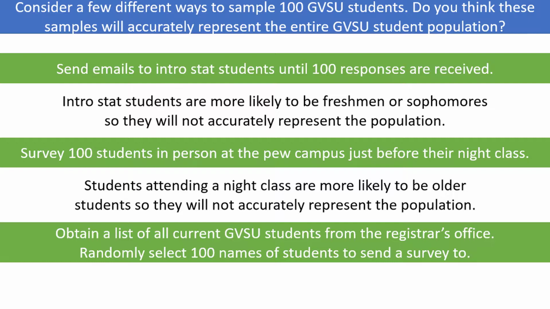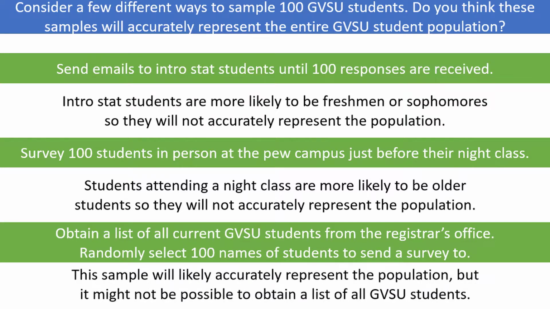If we were somehow able to obtain a list of all GVSU students from the registrar's office and select 100 names to survey, this would probably represent the population quite well.